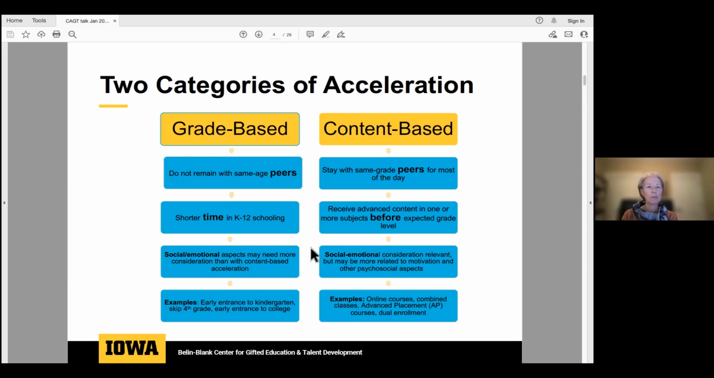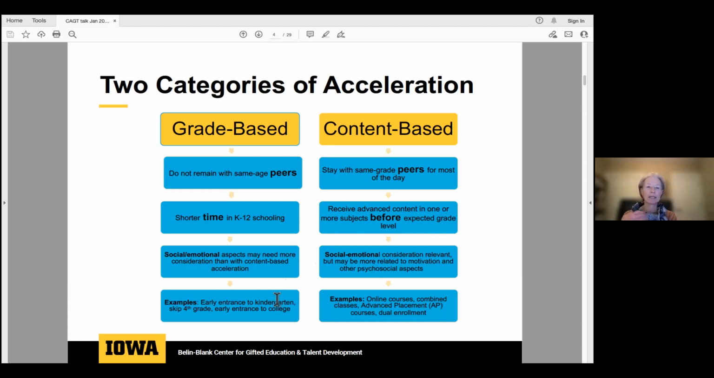Social emotional is a major consideration when we're talking about acceleration. It's probably one of the main reasons that we hear people say that they are concerned about academic acceleration. Certainly in the area of grade-based acceleration, it does make sense that we are taking social emotional aspects into consideration. I'll talk just a little bit more about that a little later on. They are also something that could be considered with content-based acceleration, but they're not nearly as salient when it comes to making a decision about content acceleration.